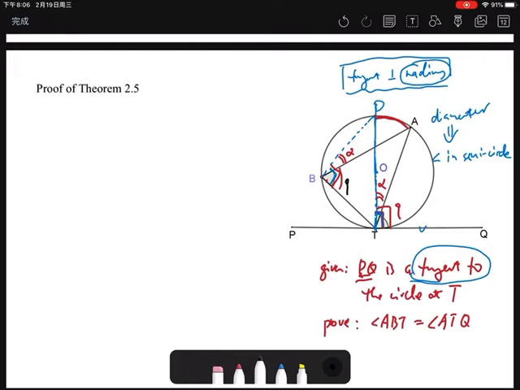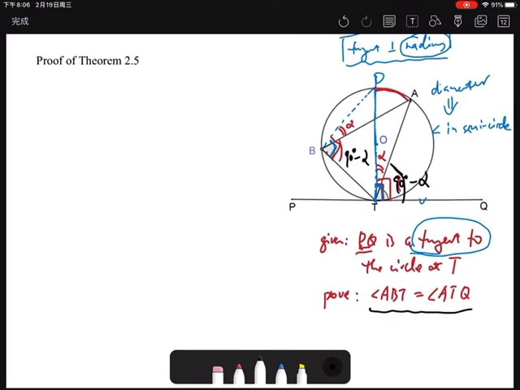So correspondingly, angle ABT, the angle in alternate segment, will be 90 degrees minus alpha, and angle ATQ is also 90 degrees minus alpha. So now we see that the tangent chord angle equals the angle in alternate segment, equals 90 degrees minus alpha. So we prove this theorem. So this is the analysis. Now let's try to organize the proof.